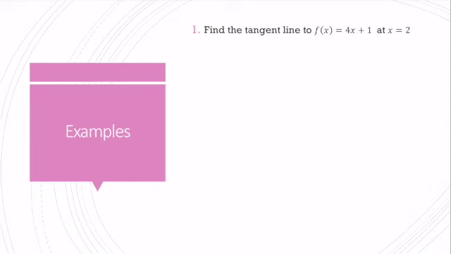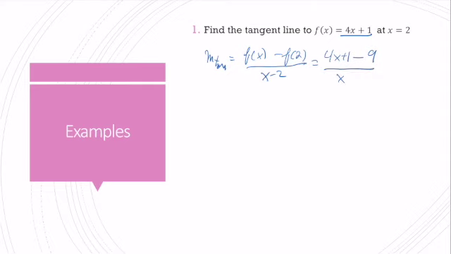Now let's find the slope of the tangent line to f of x equals 4x plus 1 at 2. So the slope of my tangent line is going to be f of x minus f of 2 over x minus 2. So that's my change in y over my change in x. So I get 4x plus 1 minus, if I substitute 2 into my function, I get 4 times 2, which is 8, plus 1 is 9, over x minus 2.